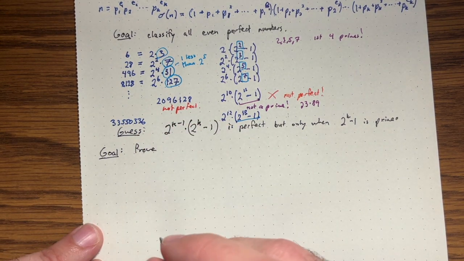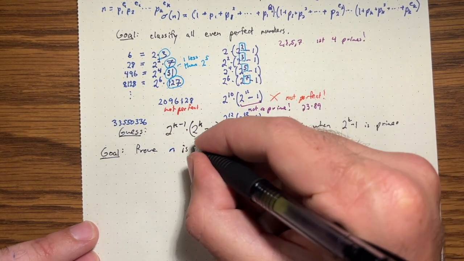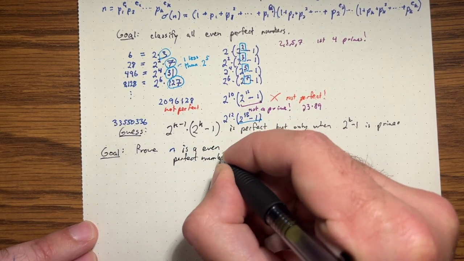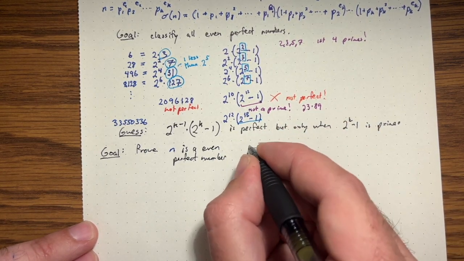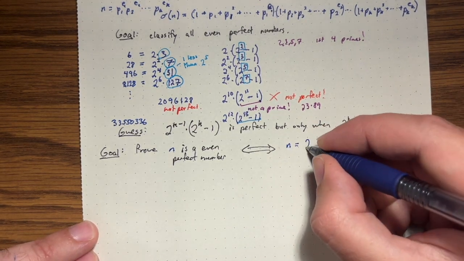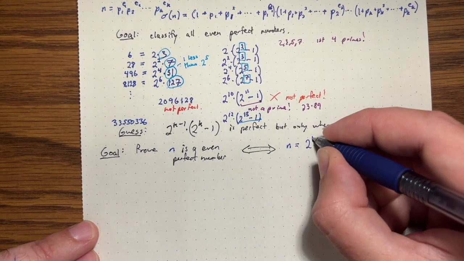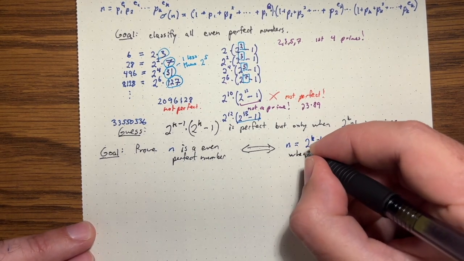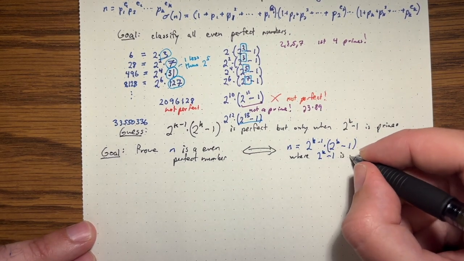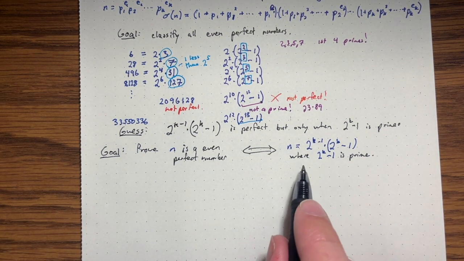that n is a perfect number, let's say an even perfect number, if and only if n equals 2^(k-1) times (2^k - 1), in parentheses, where 2^k - 1 is a prime. Okay. So in other words, all the even perfect numbers look exactly like this.